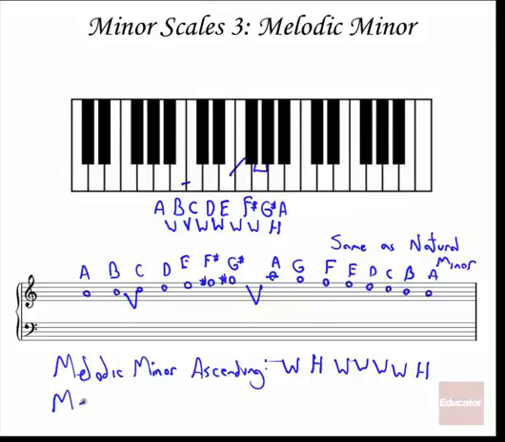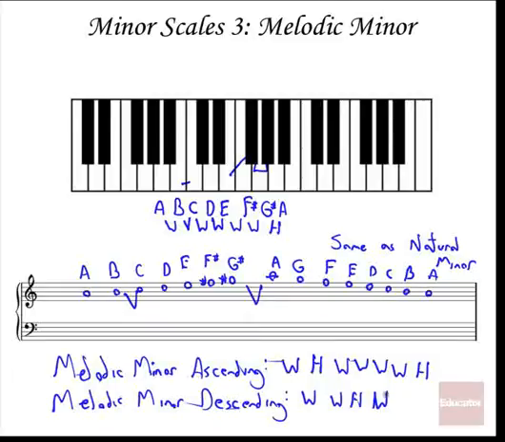And let's do melodic minor descending as well. So descending is going to be the same as natural minor. So we've got, and we'll count it downwards. So we'll go whole step, half step, whole step, half step, whole step. And so remember that we're counting downwards from the top of the scale.